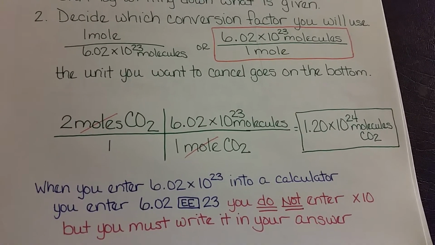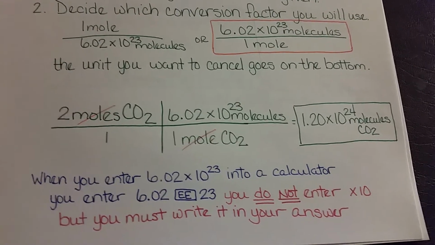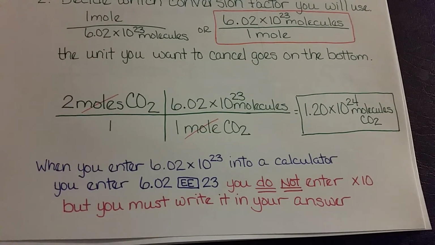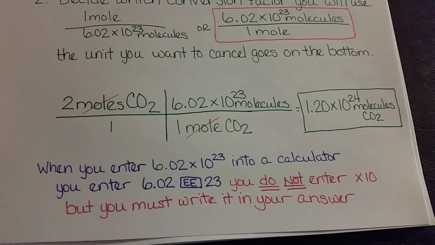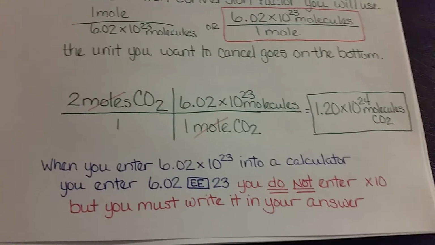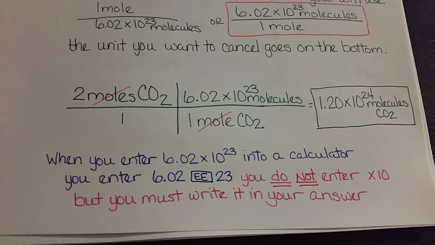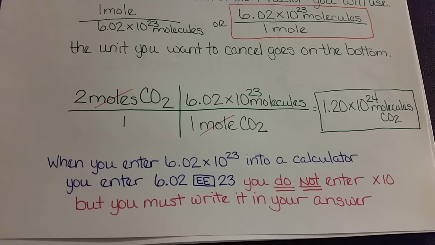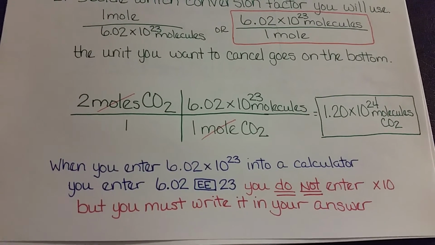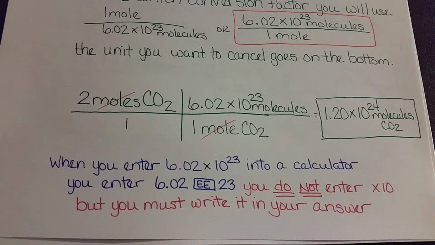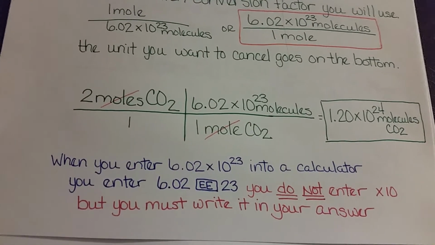Before we go on any further and do another example, let's talk about how you enter that into a calculator. When you enter 6.02 times 10 to the 23rd into a calculator, you enter 6.02, you hit the double E button, and then your exponent, 23. You do not enter times 10, but you must write it in your answer. Don't forget.